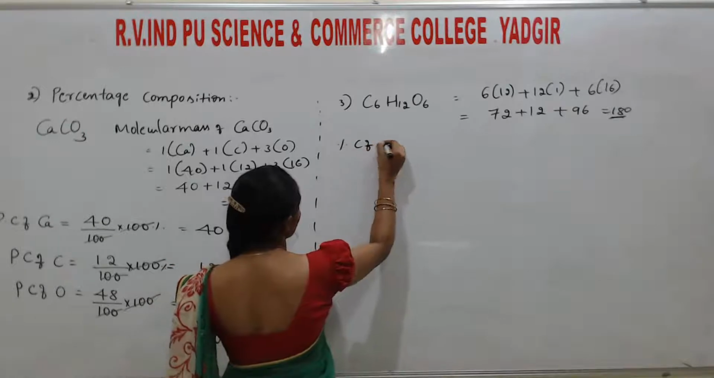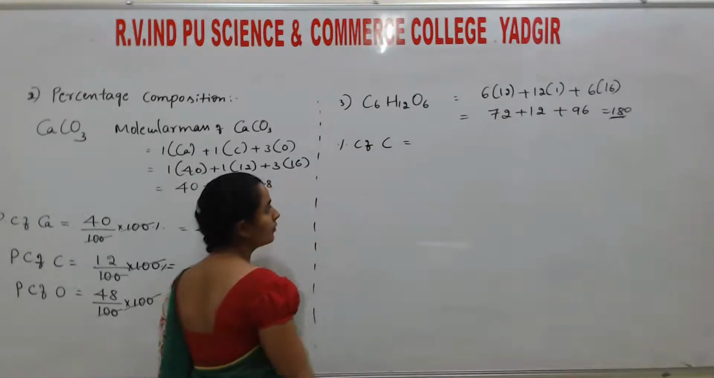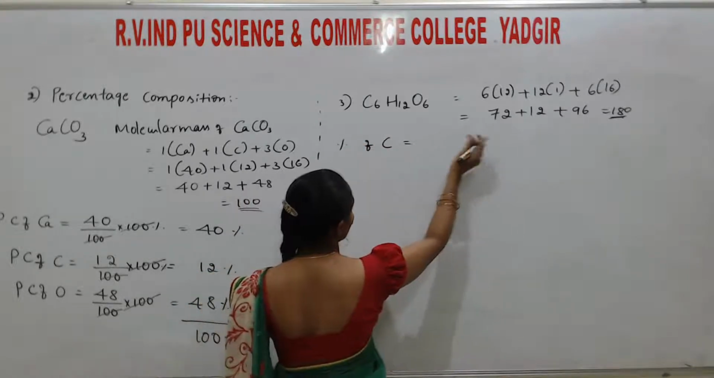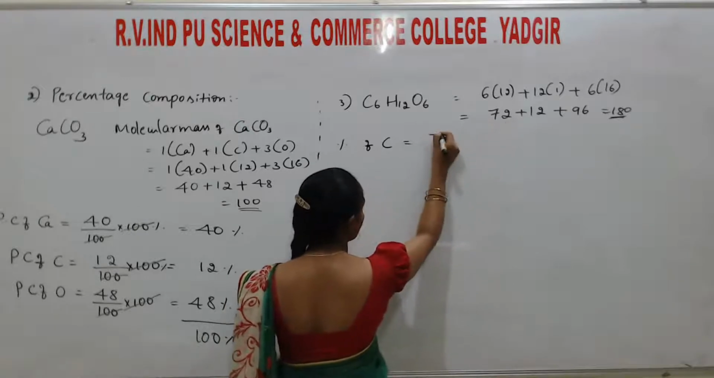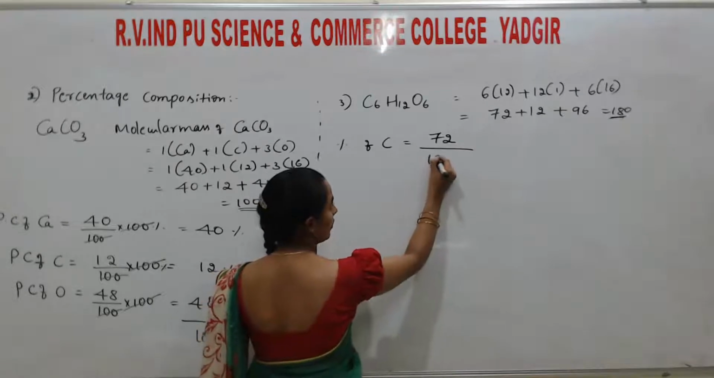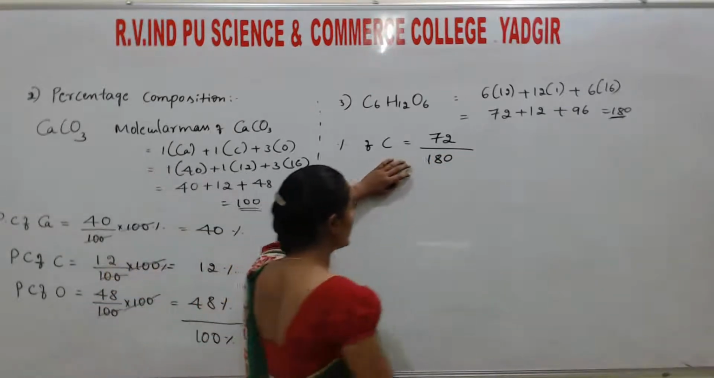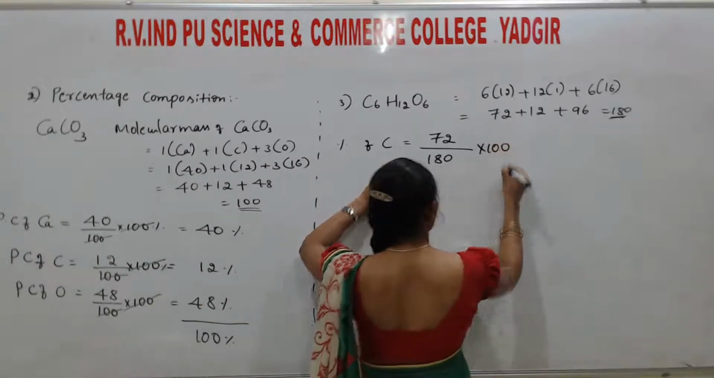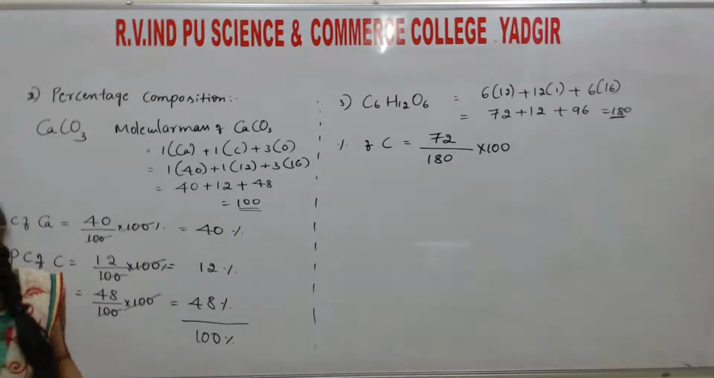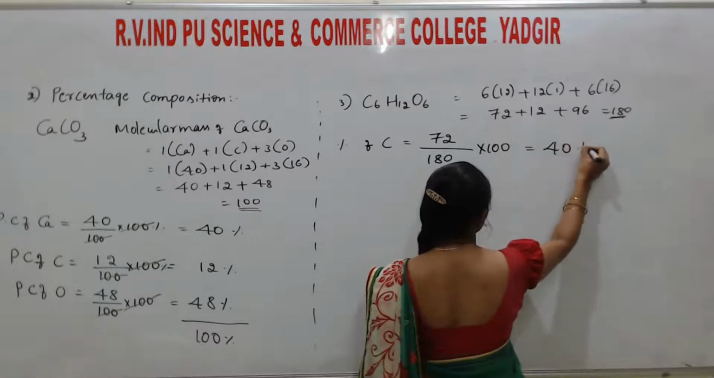Next, the percentage composition of carbon. Percentage composition of carbon is equal to the carbon present, how many grams? 72 grams divided by 180, into 100. So 72 divided by 180 is 40%.